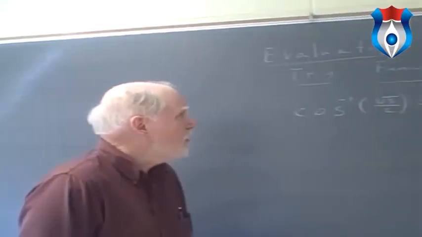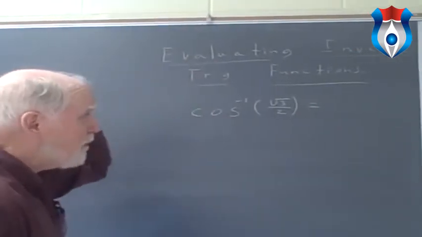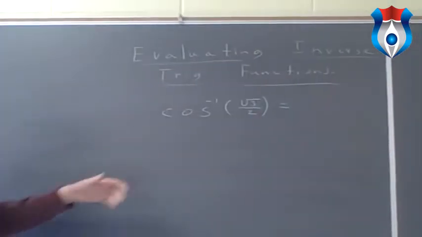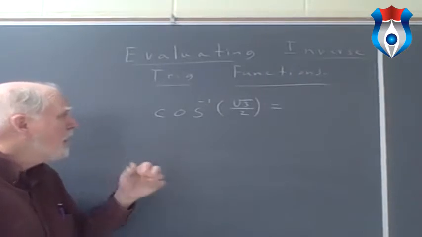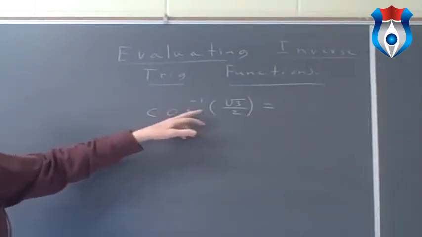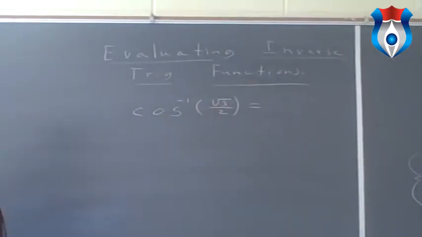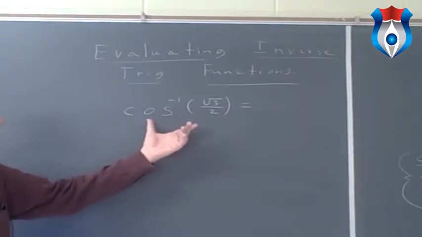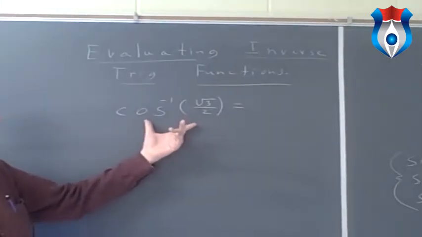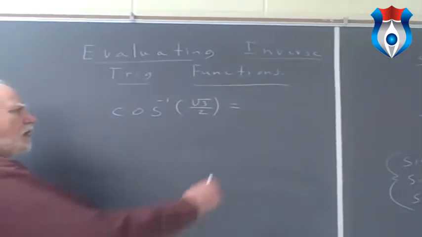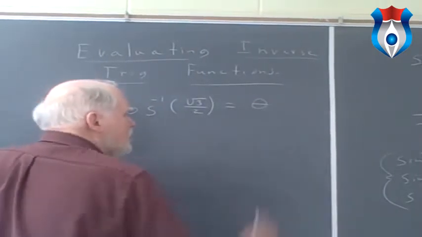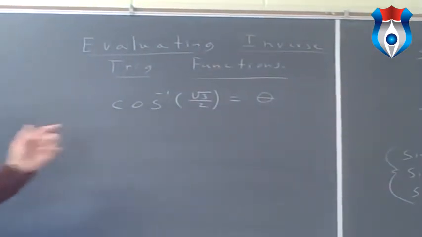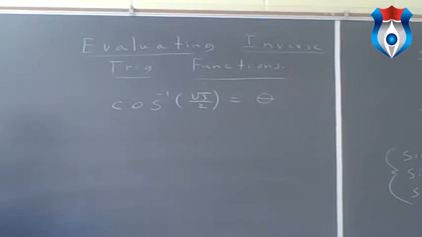We're going to evaluate some simple inverse trig functions here, some easy ones anyway, ones that can be done without a calculator. Here I've got the cosine inverse of the square root of 3 over 2. And a convenient way to think of it is to say, well, this is an angle. Call it theta. We're used to calling angles theta. So this is theta. And what do we know about theta?